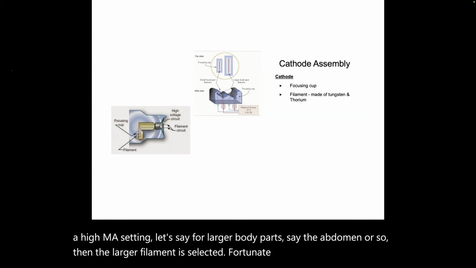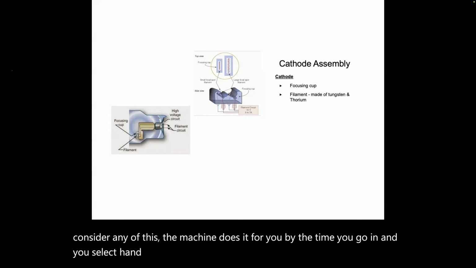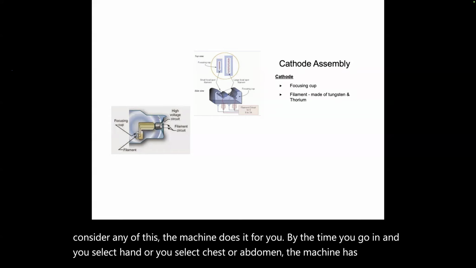Fortunately for you, you don't have to consider any of this. The machine does it for you. By the time you go in and select hand or chest or abdomen, the machine has decided which is the best option.